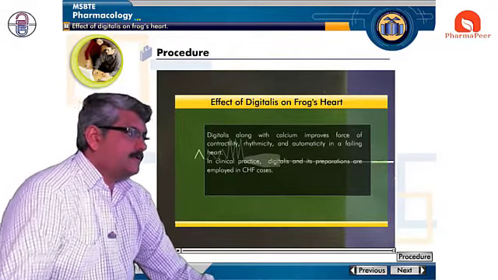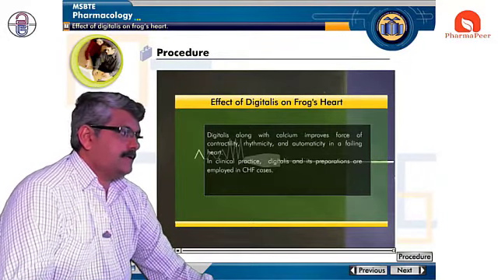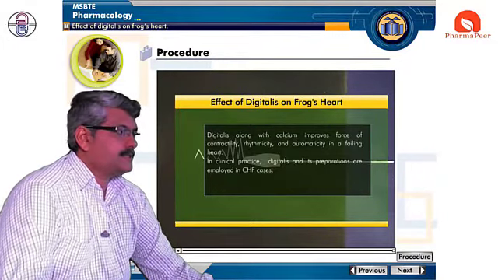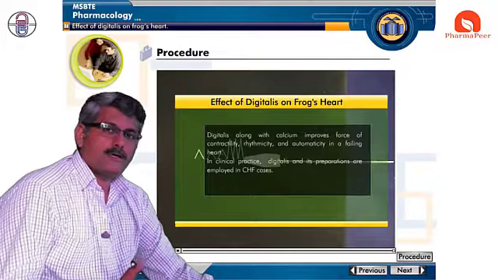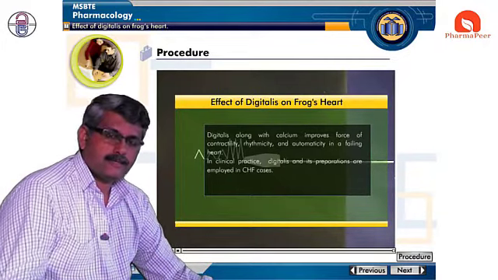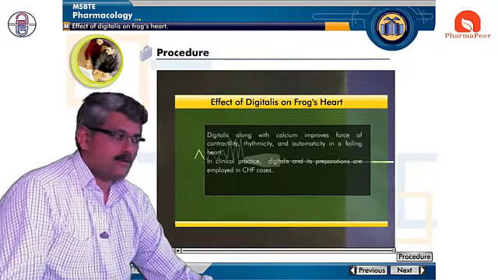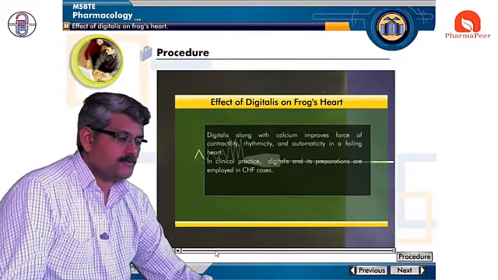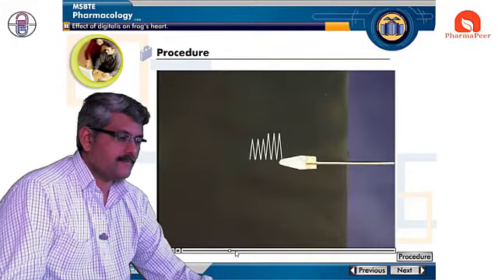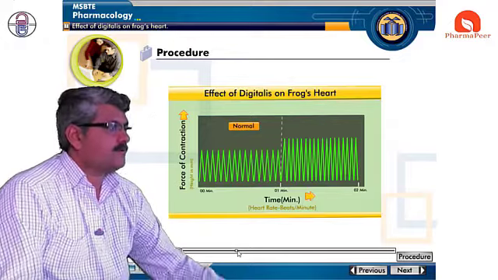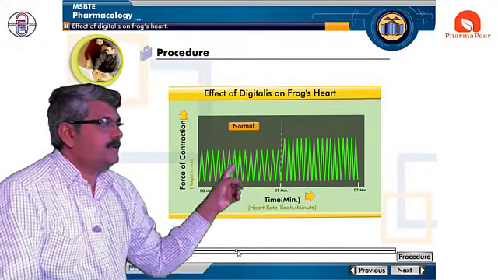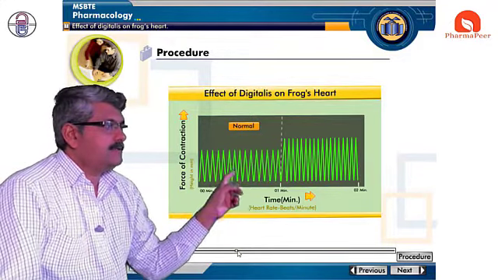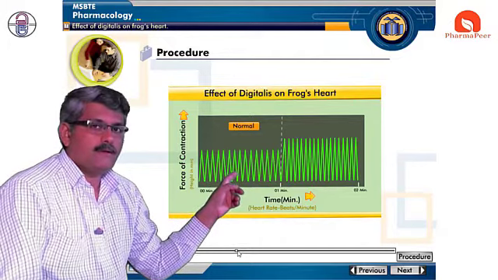Yes. So in this experiment, we had seen the initial normal cardiac activity. There is a normal rate of contraction, normal force of contraction, and normal heart rate. It is at the initial level.